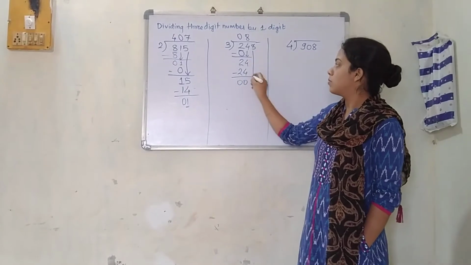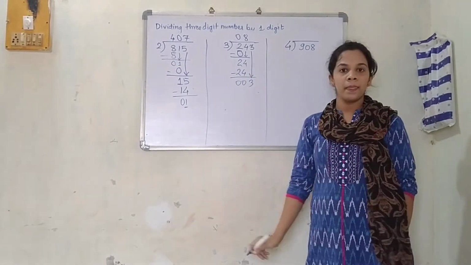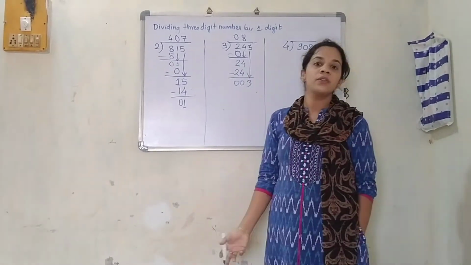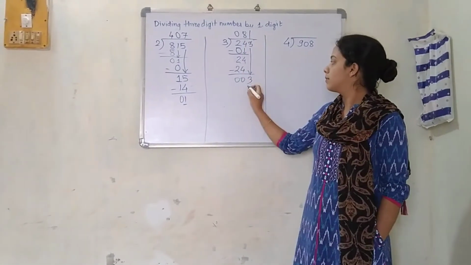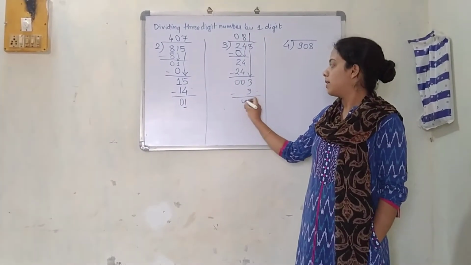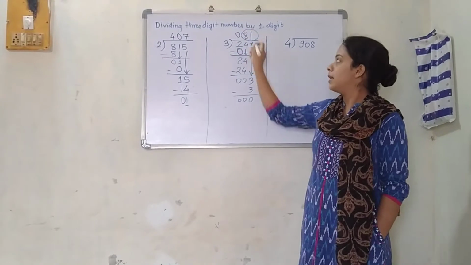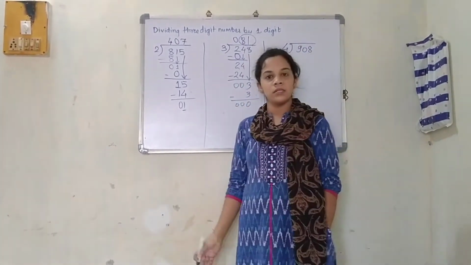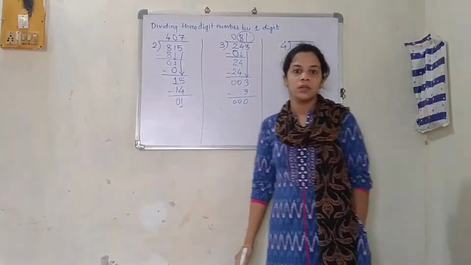And what is remaining now still? 3 is remaining. 3 how much are 3? 3 ones are 3. So what is the answer? The answer is 81. Don't calculate the further 0. Take the next numbers. Okay.